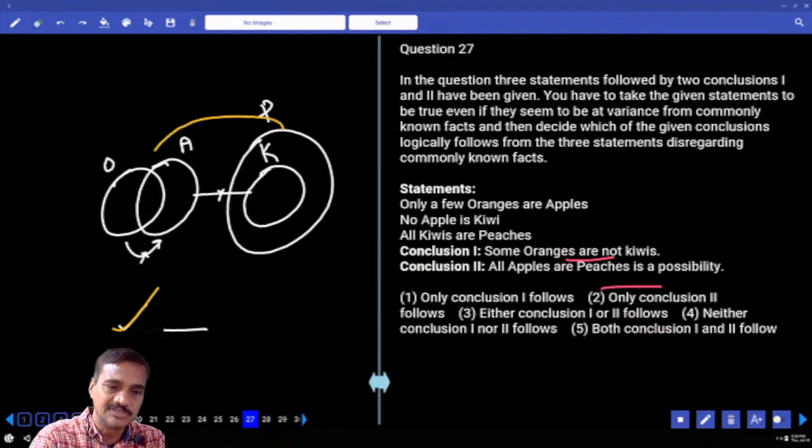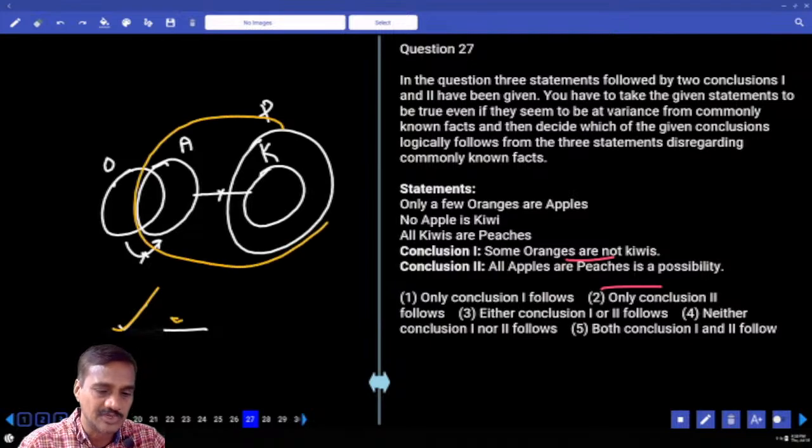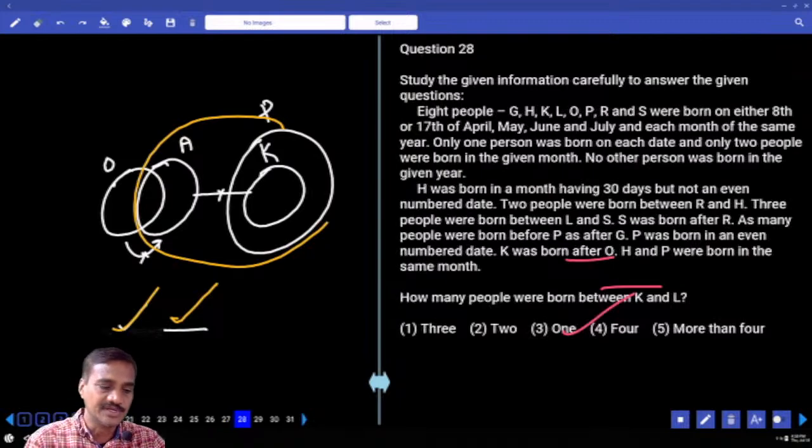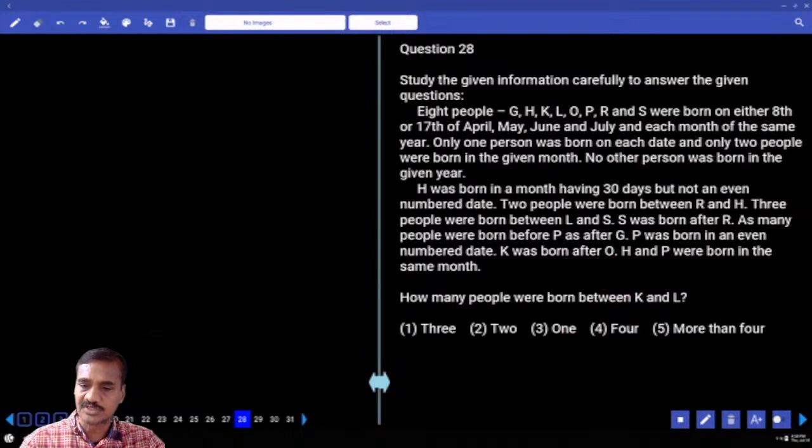Yes, there is a possibility of both first and second choice for 27. Then 28 onwards, is it the first or the second priority? Definitely under the first priority.